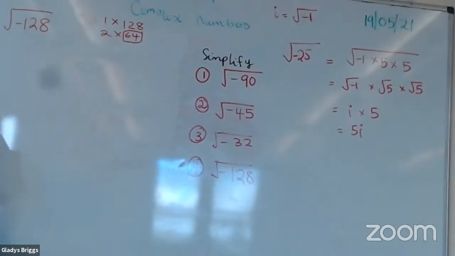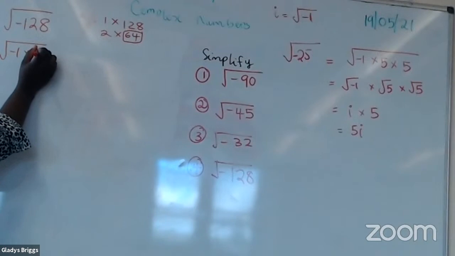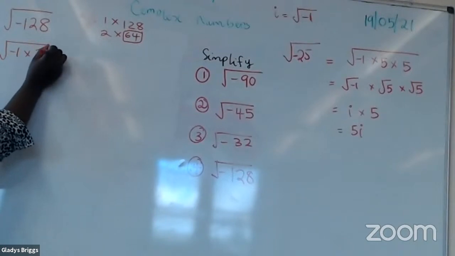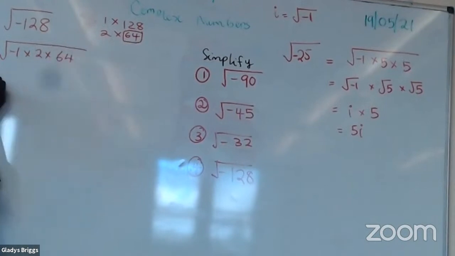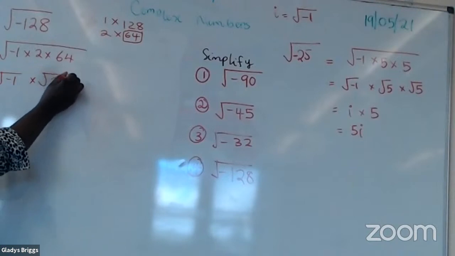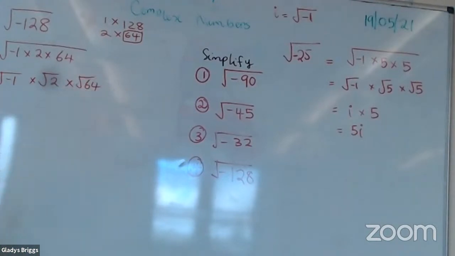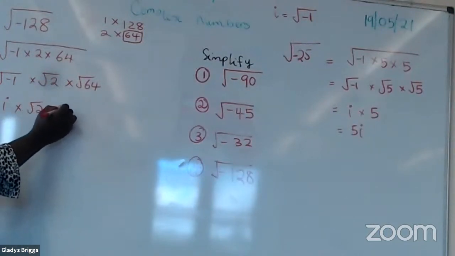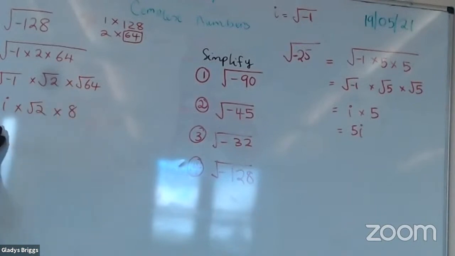Okay, so if we write this now as negative 1 times 2 times 64, then we can have this as negative 1 times root 2 times root 64. Yeah? Square root of negative 1 is i times root 2. The square root of 64 is 8. So that's just going to be 8i root 2. Okay, guys. Who got that right? Now you understand it. Yeah, well done.